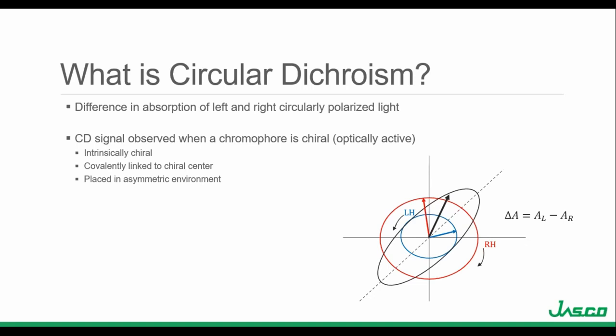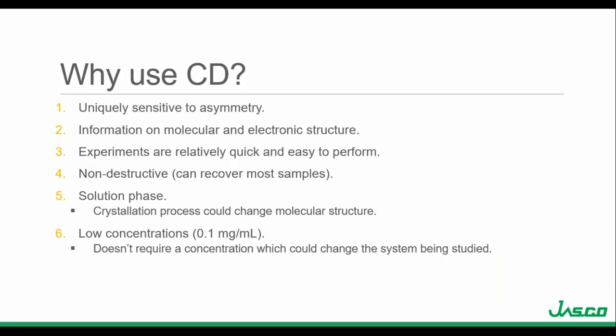If you missed the first CD webinar, to quickly review, circular dichroism is the difference in the absorption of left and right-handed circularly polarized light. CD signals are observed when a chromophore is chiral or optically active, and aside from being intrinsically chiral, you can observe a CD signal when a chromophore is covalently linked to a chiral center or placed in an asymmetric environment. CD is uniquely sensitive to a molecule's asymmetry and provides information on the molecular and electronic structure.